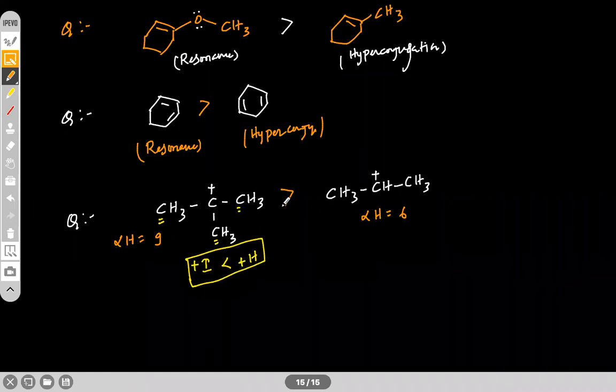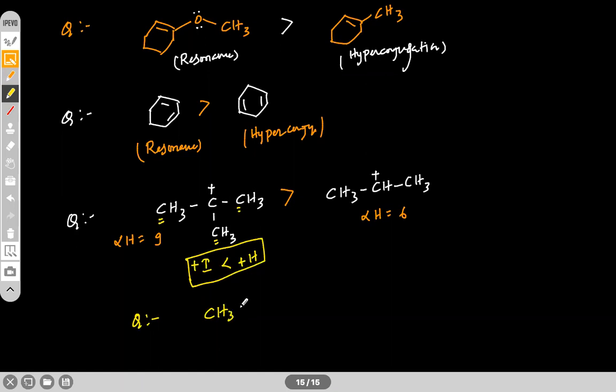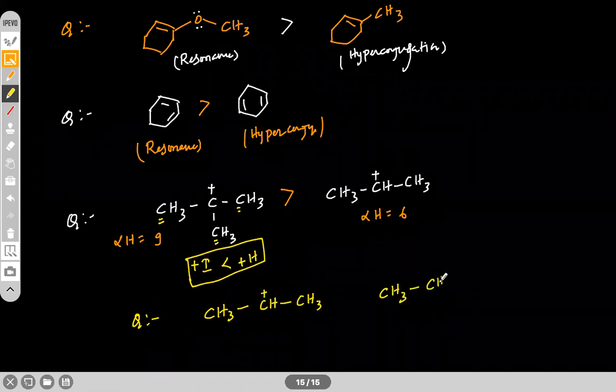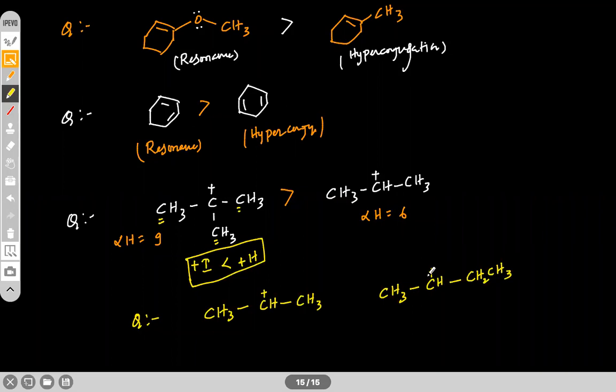Got it? You can use I effect also here. You'll get the same answer, but sometimes you won't get the same answer with I effect. I'll give you one example. You see this one. We have CH3, CH3, positive charge on it, and we have CH3, CH positive charge, CH2, CH3. Tell me, which one is more stable?